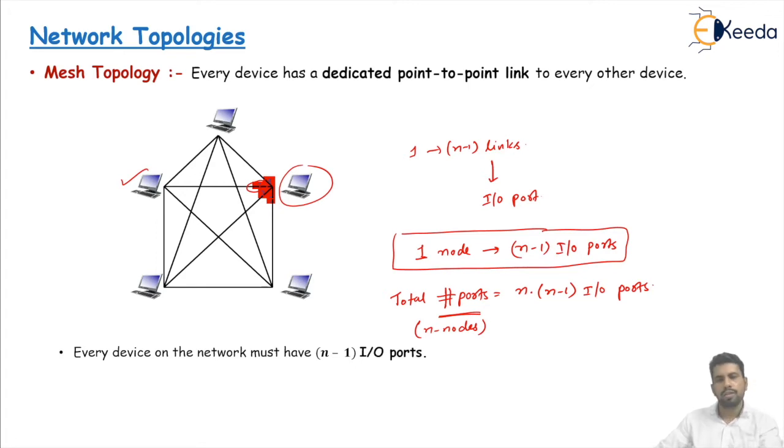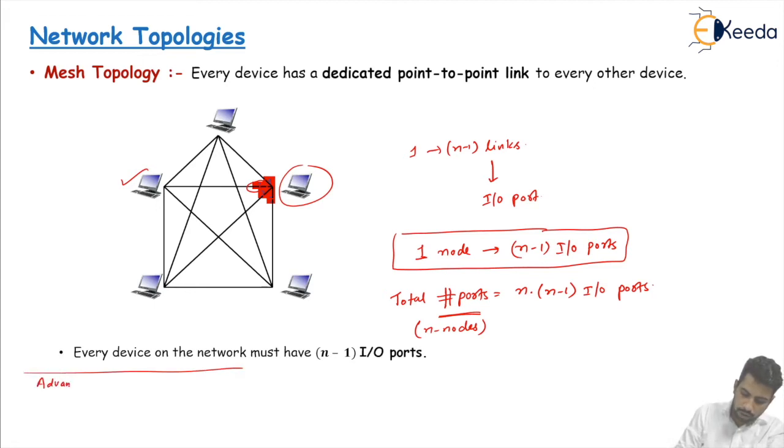So these are the two important points related to the mesh network we discussed. First of all, how many physical links are required. Second point is how many input output ports are required. Now if we discuss some of the advantages or disadvantages of the mesh topology, you see every device has a dedicated point to point link with every other device. Means the first important advantage is it provides us privacy as well as security because of this dedicated point to point link.